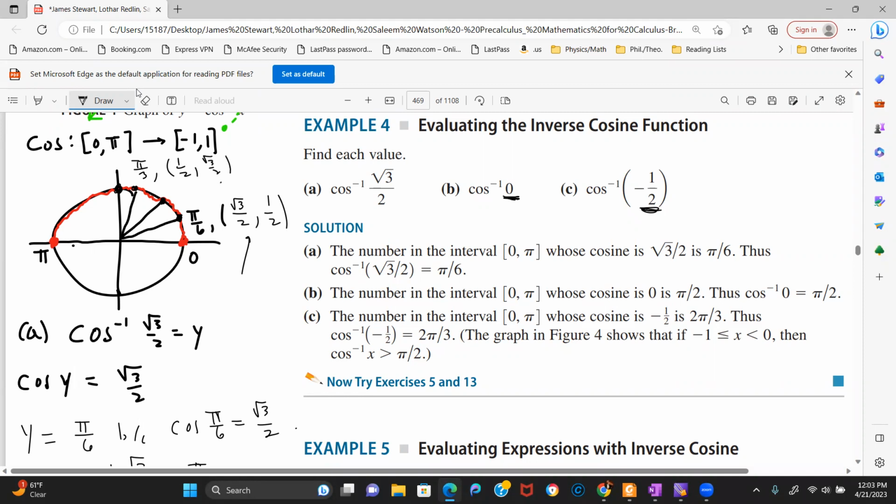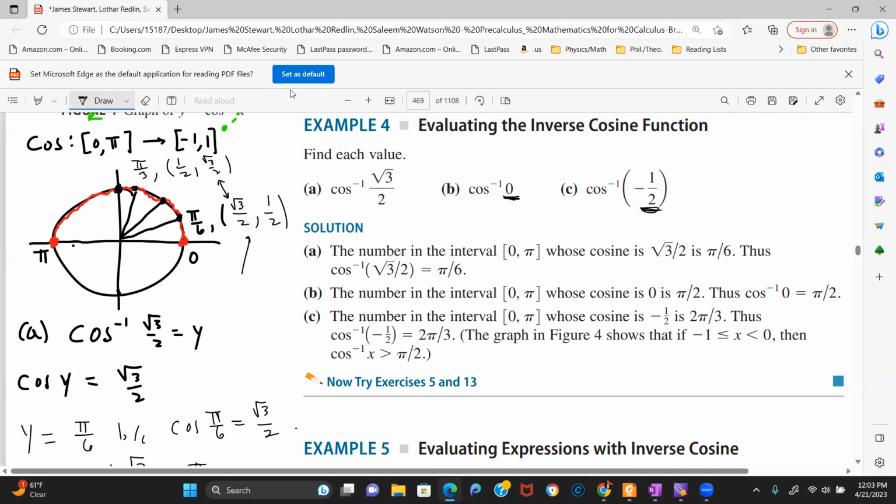And notice the relationship between these. Pi over 6 is root 3 over 2, 1/2. Pi over 3 is just those points swapped. So the unit circle looks daunting at first, but there's really not a whole lot you need to remember from it. If you just remember a few points, you've got the whole circle.